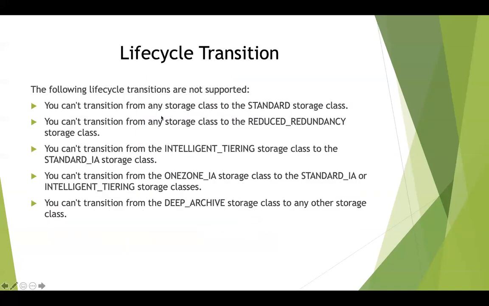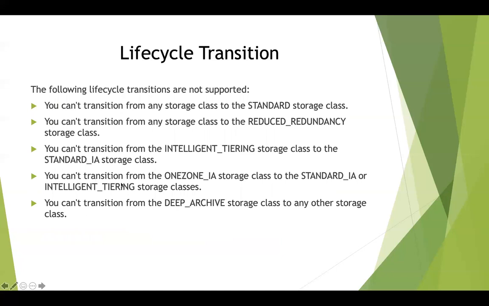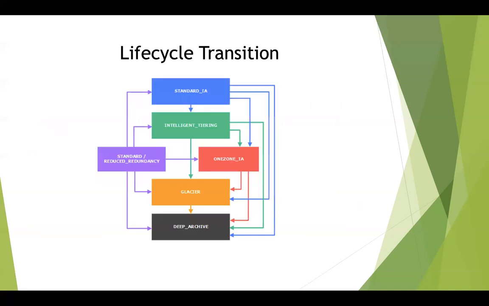You can't transition from any storage class backward to the standard storage class. You can't transition from any storage class to the reduced redundancy storage class. You can't transition from the intelligent tiering storage class to standard IA. So backward transition is not possible, only forward transitions are possible, such as from standard IA to intelligent tiering. And you can't transition from one zone IA to standard IA or to intelligent tiering, because from one zone IA it can only go to Glacier or Glacier Deep Archive, as shown by the red arrows.